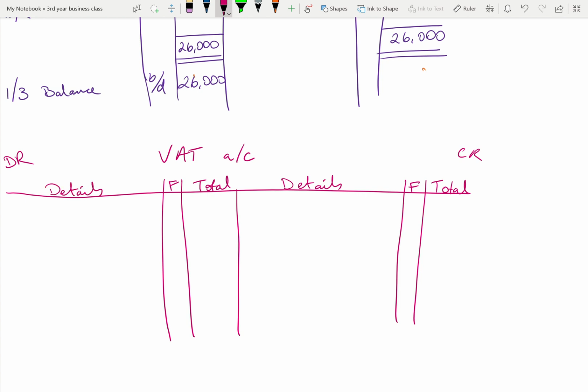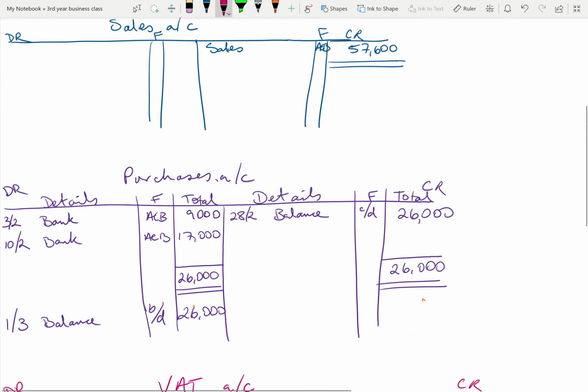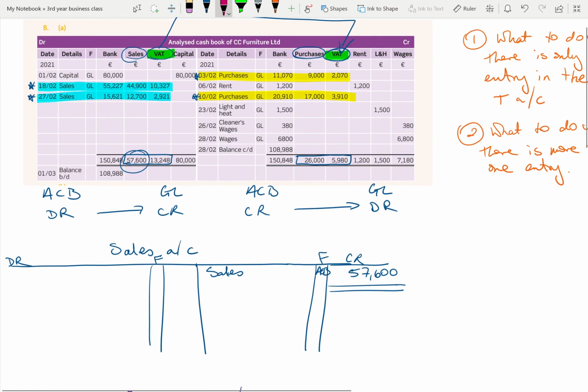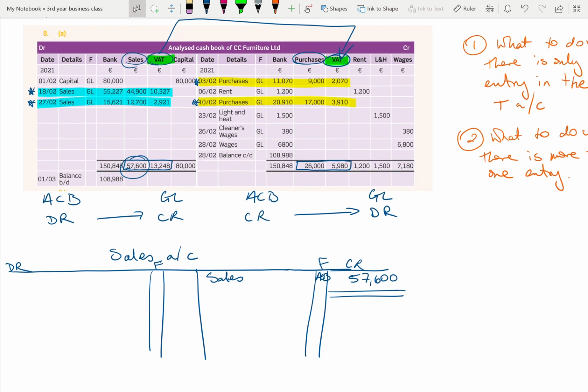Okay, so we're going to look back up at our analyzed cash book now. We need to be very careful what numbers we use at this point. I'm going to highlight it again in green. You can see here at the top of the two columns, I have VAT highlighted in green. We only use the totals, okay?